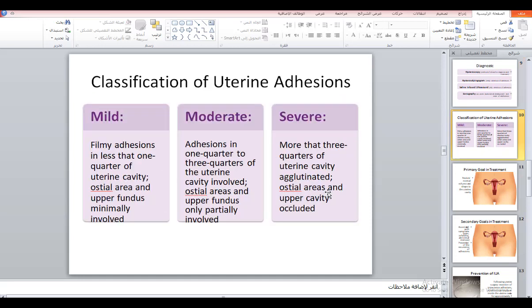Classification of uterine adhesion may be mild, moderate, or severe. Mild filmy adhesion involves less than 1/4 of the uterine cavity, with the ostial area and upper fundus minimally involved. When it is moderate, adhesion is in 1/4 to 3/4 of the uterine cavity, with the ostial area involved and the upper fundus only partially involved. The severe form is more than 3/4 of the uterine cavity, with agglutinated ostial areas and an occluded upper cavity.